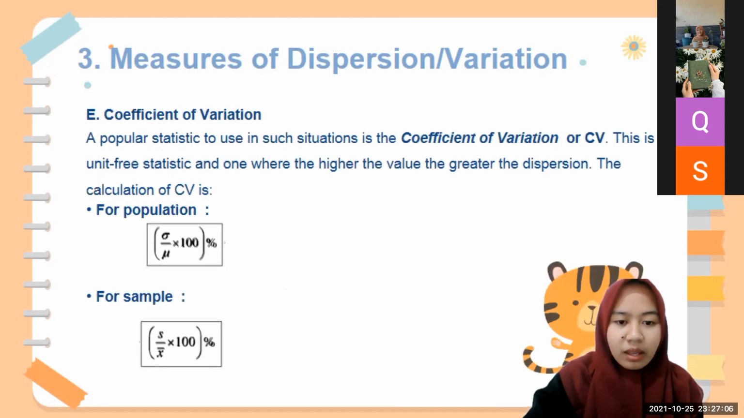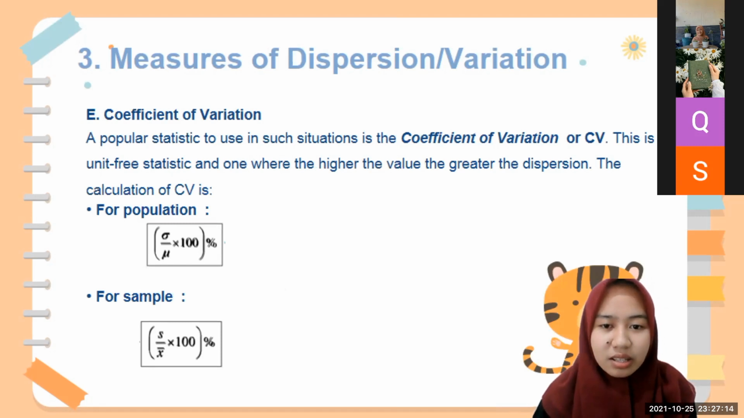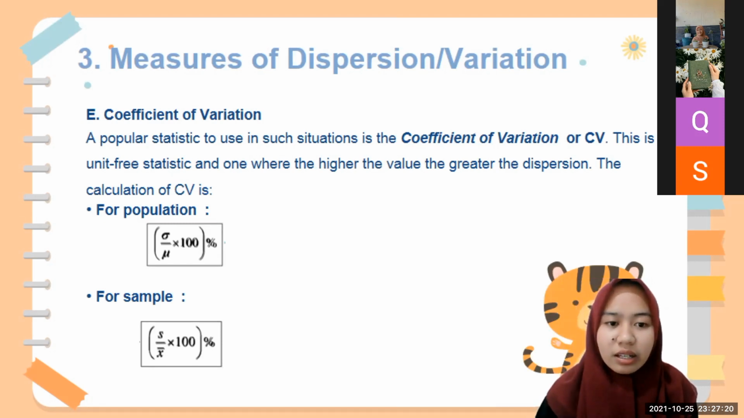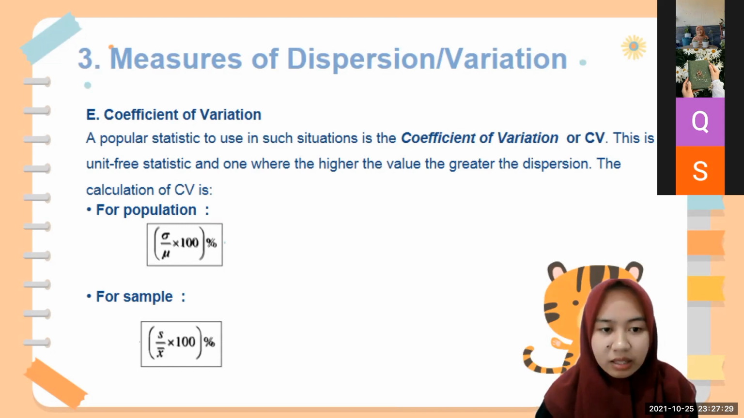And E, coefficient of variation. A popular statistic to use in such situations is the coefficient of variation, or CV. This is a unit-free statistic, and the higher the value, the greater the dispersion. The calculation of CV is this for population, and for sample, this is the formula.